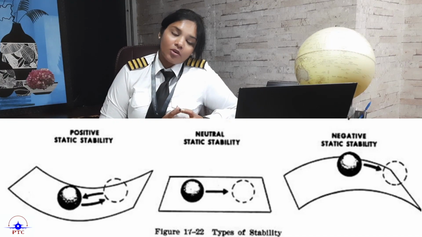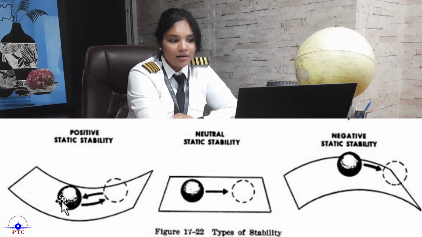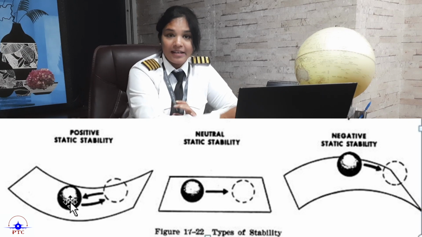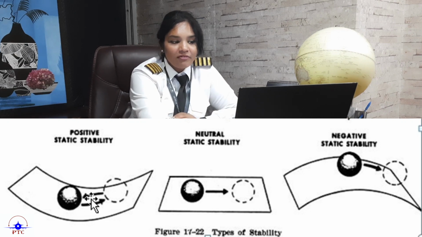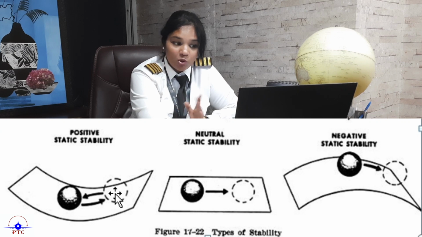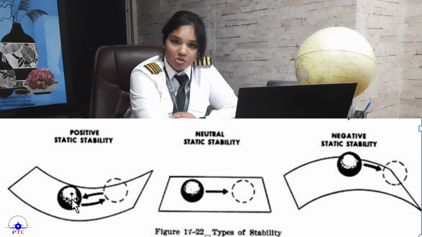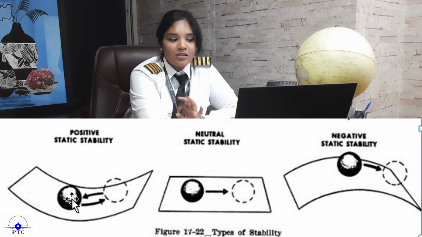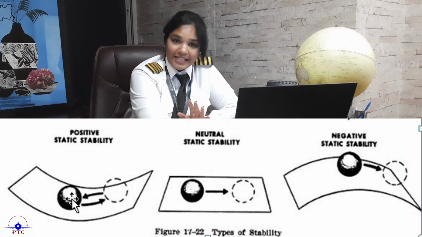If you look at this diagram, you will see the first object kept on a plane beneath it which is curved upwards. If this object is moved to a new position, and the force moving it is removed, the object's natural tendency is to come back to its original position. This ability is called positive static stability, or stability.